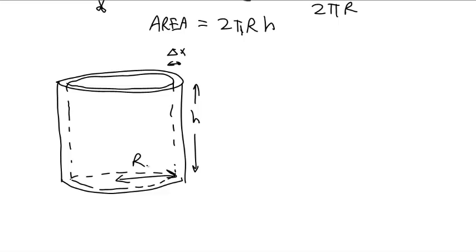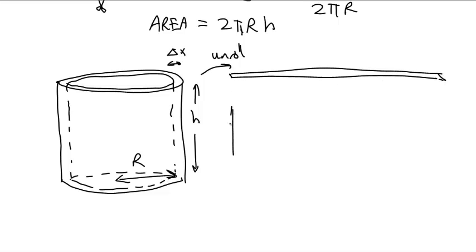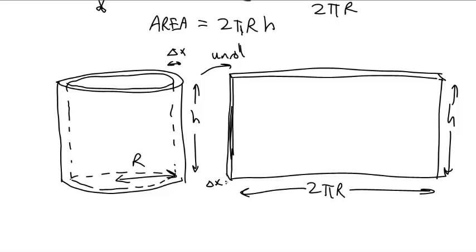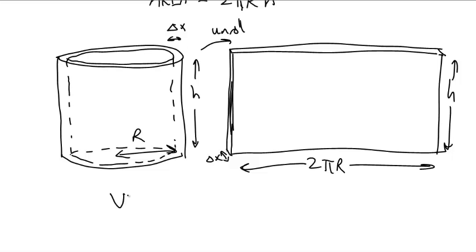Now the question is, which radius do we use? The inner radius, the outer radius? What I want to say is, if we cut it and unroll it, just as we did before, we are more or less going to get the same rectangle, but now with a thickness. It's basically going to be h by 2 pi r with a little delta x thickness. And so the volume is going to be remarkably close to 2 pi r h delta x, if the thickness is small.